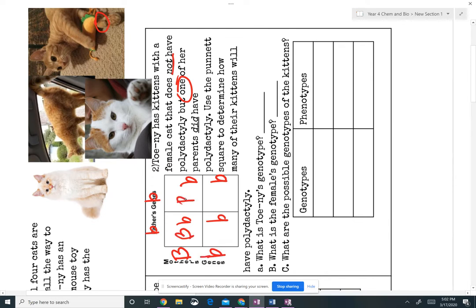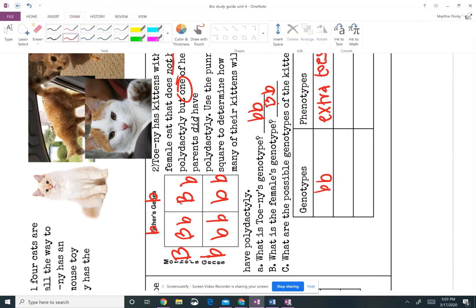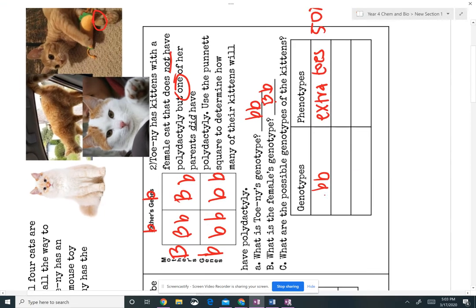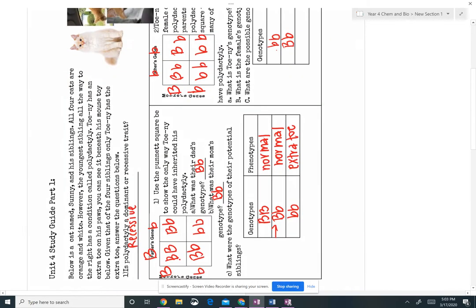So then from there, you should be able to get a genotype like that. What is Tony's genotype? It would be your father's gene. Your female's genotype is this. What are the possible genotypes of the kitten? So your kitten's genotype is this, which is extra toes, and you will see that that is going to be 50%. And then you also have this genotype right here, which is going to appear normal. So those kittens are going to appear normal. So those are your different types of cats.